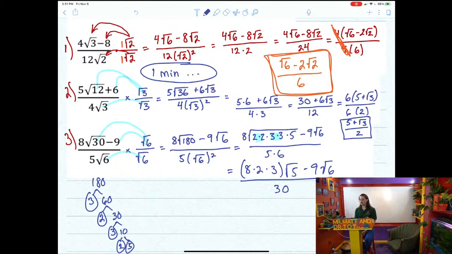All of those coefficients are divisible by 6, so I can pull a 6 out of the numerator and denominator. So I end up with 6 times the quantity (5 plus root 3), quantity divided by 6 times 2. The 6's cancel, and so the final answer to number 2 is (5 plus root 3), quantity divided by 2.